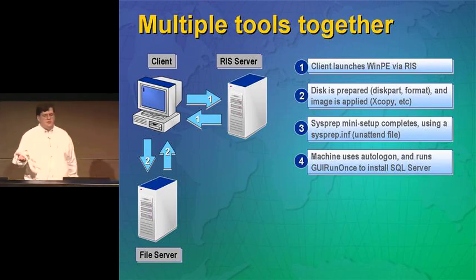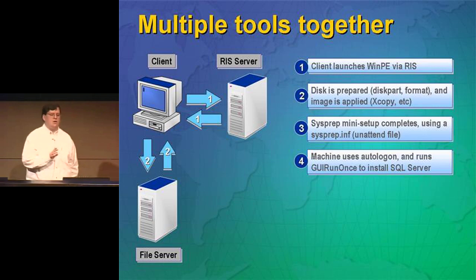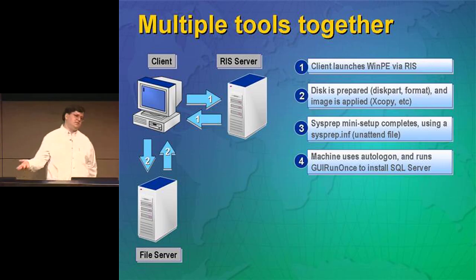So as an example of how you would use several of the tools I've mentioned together, let's say we have a client, a Riz server, and a file server. The client will launch WinPE over the network. That's a clean machine, nothing on it. We launch it using Pixie. So we prepare the disk automatically, just as I did here, using diskpart format. And let's say we're going to apply an image using xcopy. So we use xcopy /o over the network, grab an image file by file, a little slow, and apply it down to the client.